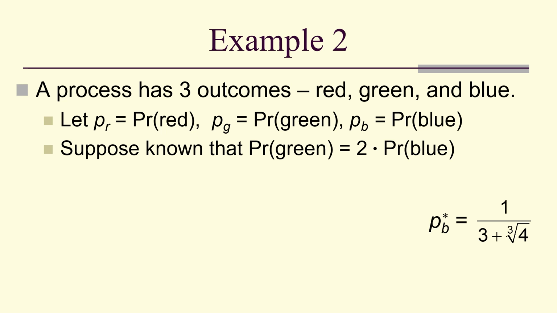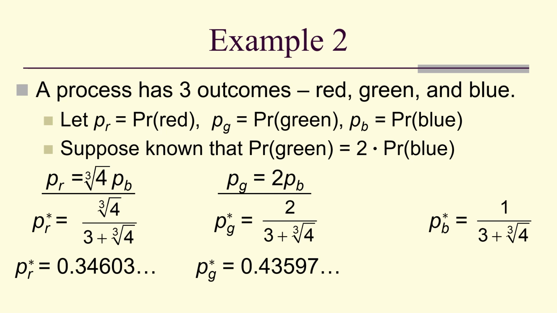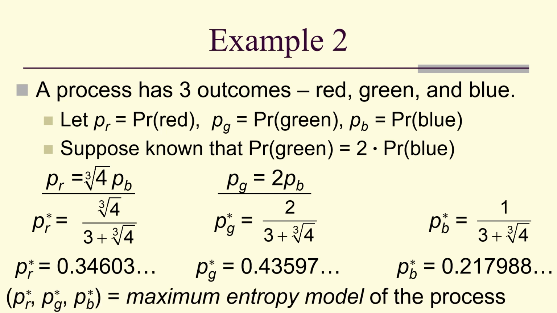So now we have the argmax for p sub b, and we can use our constraints to figure out what p sub g is and also what p sub r is. And that's about 0.346 as the probability of red, and about 0.43597 for the probability of green, and twice the p sub b, which is 0.217988. So this is our maximum entropy model for this process.